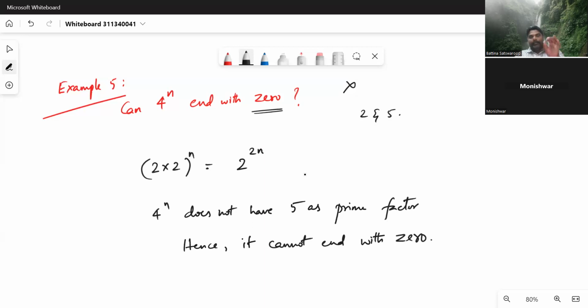Very simple. If a number has to end with 0, its factors should have 2 and 5. When I write 4, I do not have 5. So therefore, it can never end with 0. Okay. Clear, sir? Am I clear about this? Any doubts? No, sir. Right. Next.